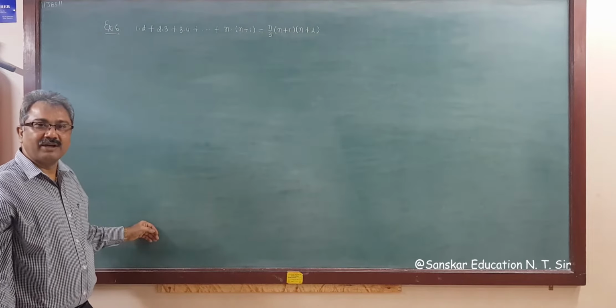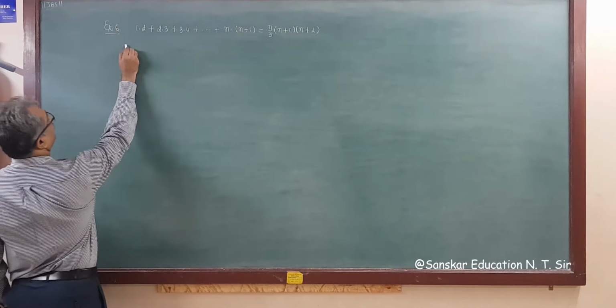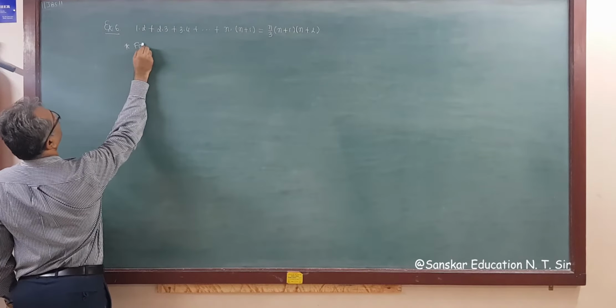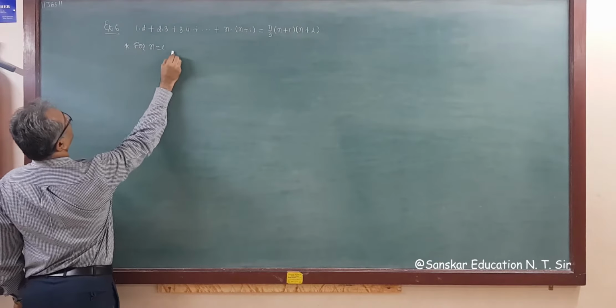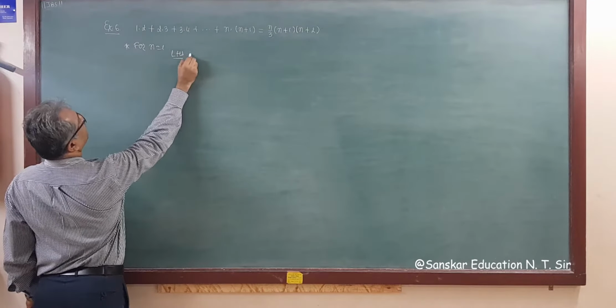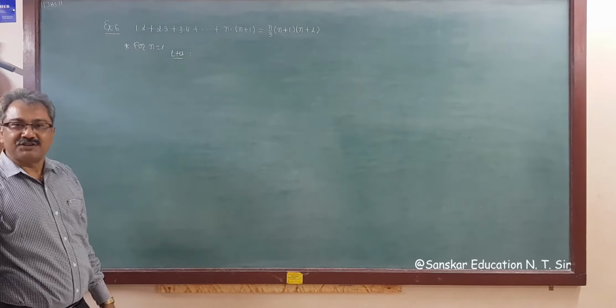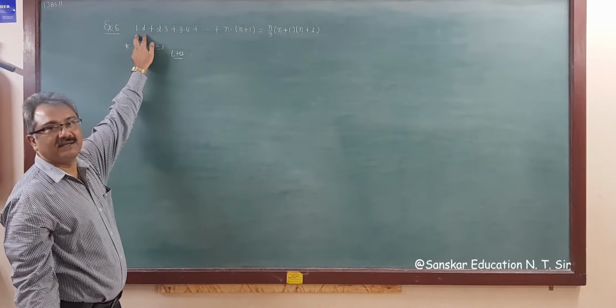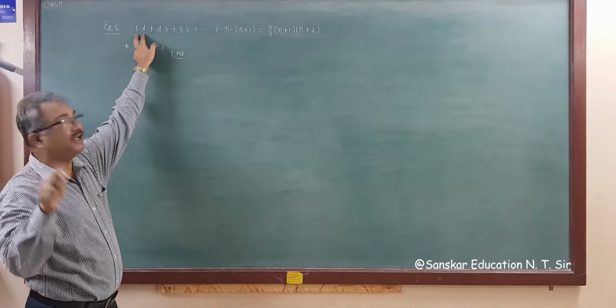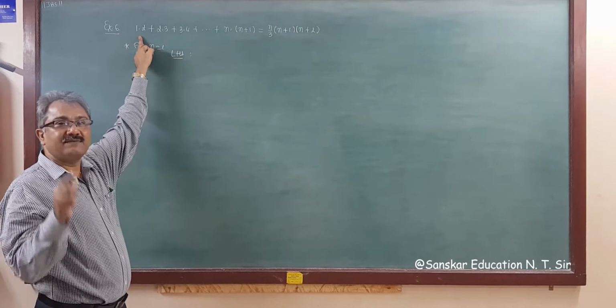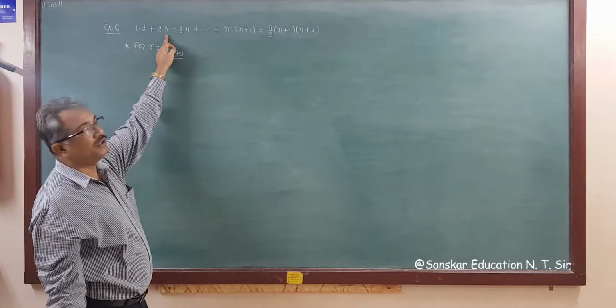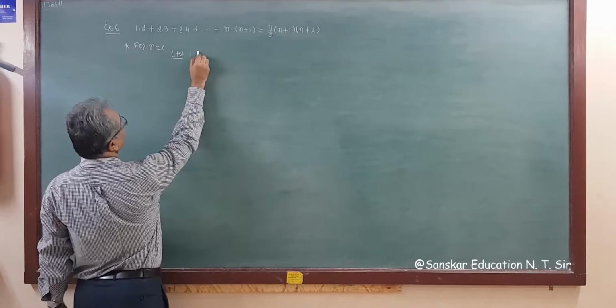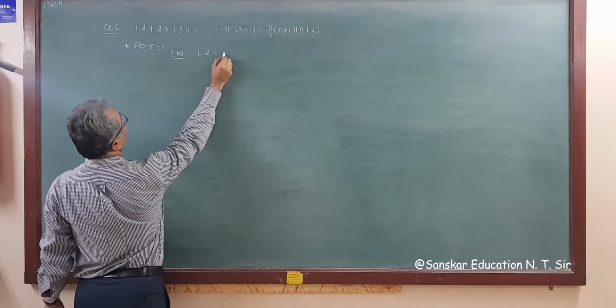First, we have to take n is equal to 1. So first, for n is equal to 1, left hand side means first term. So the first term is this. Here it is given as 1 into 2. This is not 1.2. This is 1 into 2 plus 2 into 3. Right? So the left hand side is 1 into 2, that is 2.